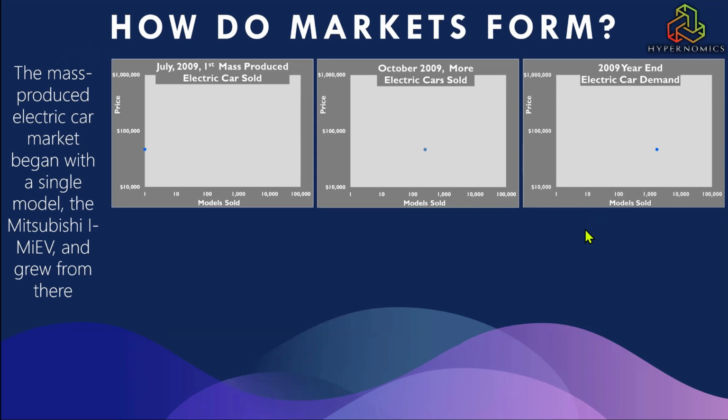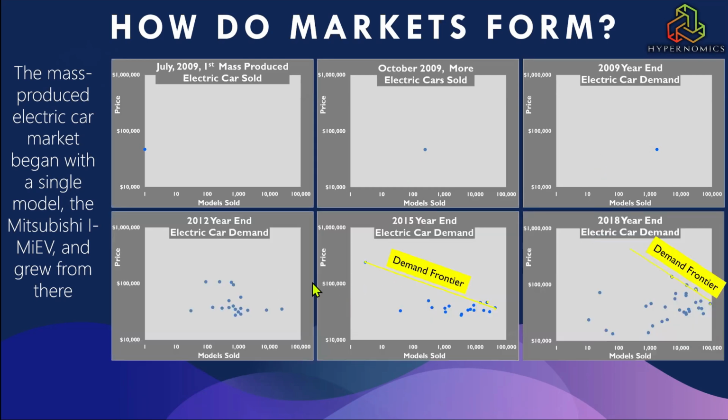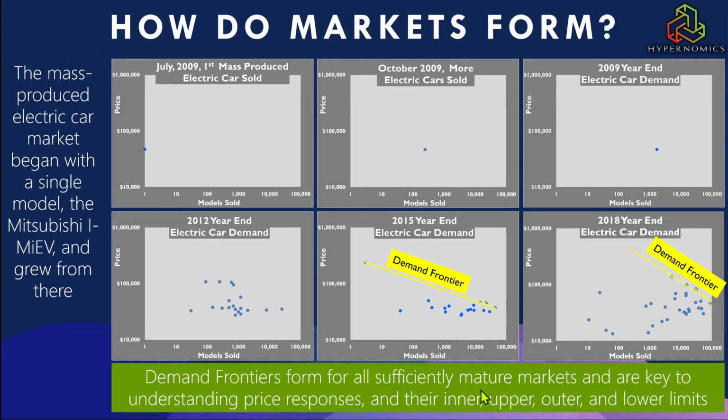But as time marched on, as you probably know, more and more models were introduced into the market here. And then something formed here that we call the demand frontier, an outer boundary that formed with the market. And so what we've discovered is that these demand frontiers form for all sufficiently mature markets. And there's various forms of them. We're going to look at a couple of them today, but they turn out to be very crucial for whatever market you're trying to enter.